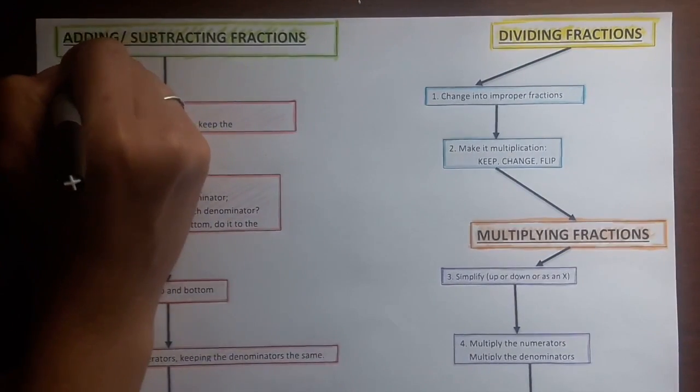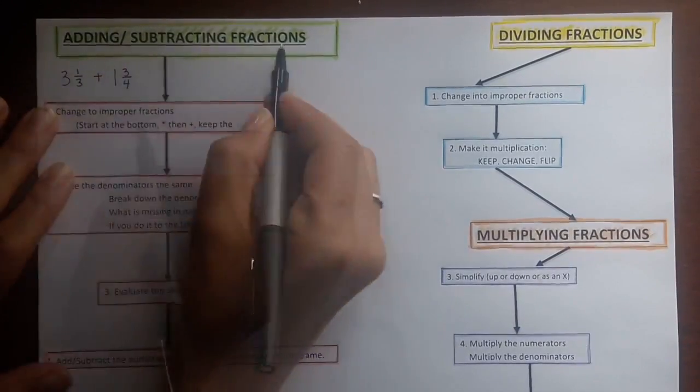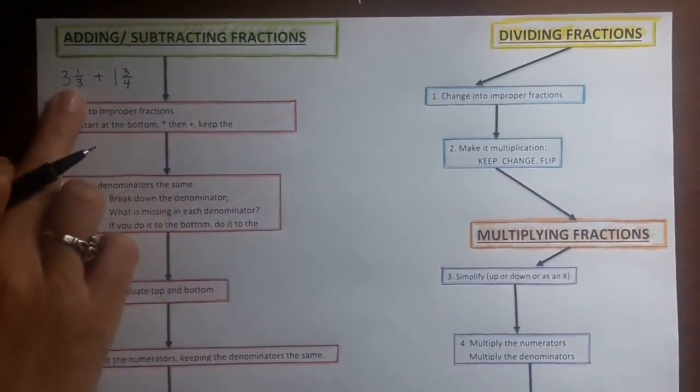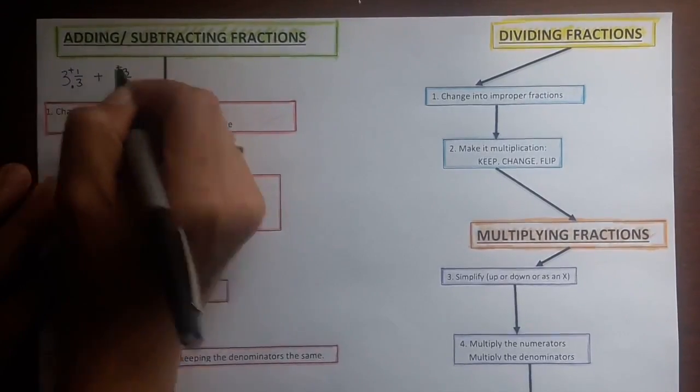We're going to take a look at operations with fractions. That means adding, subtracting, dividing, and multiplying fractions. So the very first thing you need to do is change it to an improper fraction. Start at the bottom, multiply, then add. Keep the denominator, that's the listening check, in the red box.